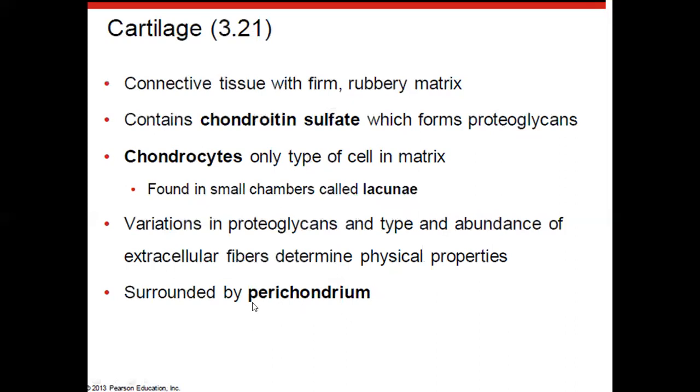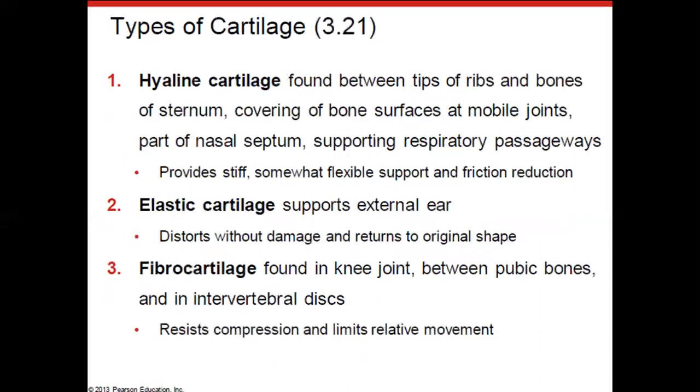And the cartilage itself is surrounded by what's called perichondrium. So peri means around, chondro means cartilage. So there's a layer of dense irregular connective tissue that makes up what's called the perichondrium. So around bone, there's what's called the periosteum. Peri means around, osteo means bone. The periosteum is a layer of dense irregular connective tissue that surrounds bone and protects it. The perichondrium is a layer of dense irregular connective tissue that surrounds and protects cartilage.